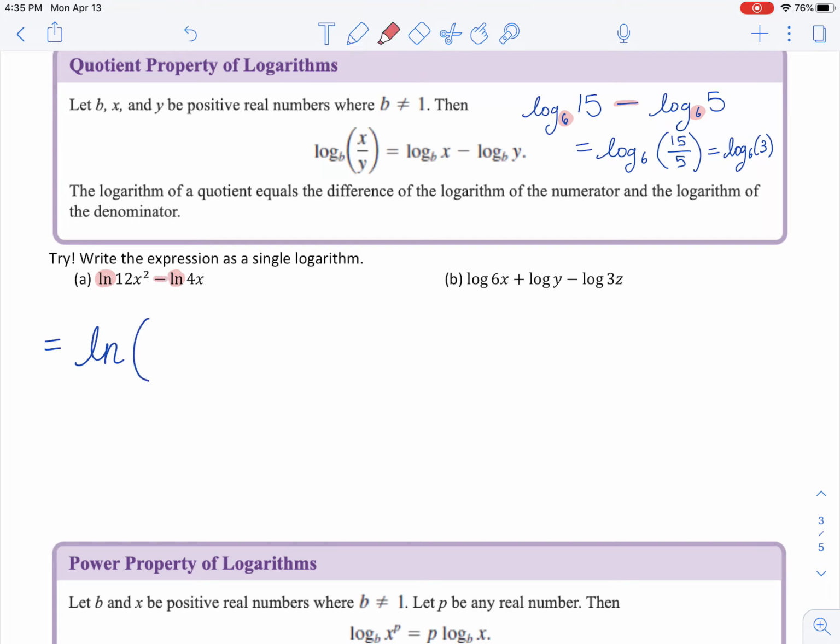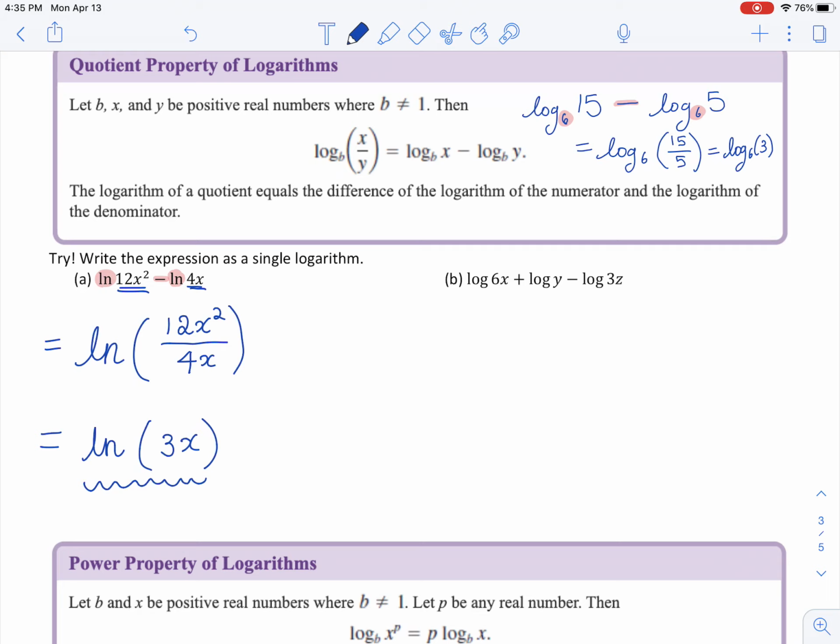Now let's see. Notice they are subtracting in the middle. So we're going to divide the first argument, 12x squared, by the second argument of 4x. Okay, so if it's subtracting in the middle, you divide them. So I get to simplify this. Natural log of 12 divided by 4 will give me 3. X squared divided by x will give me x. Therefore, the final answer is going to be natural log of 3x.